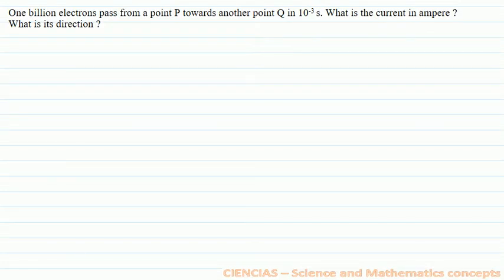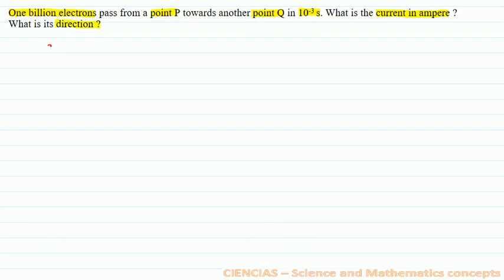Hello students, here we are solving the question which is based on the topic of current electricity. The question is: 1 billion electrons pass from point P towards another point Q in 10 to the power minus 3 seconds. What is the current in ampere and what is its direction?